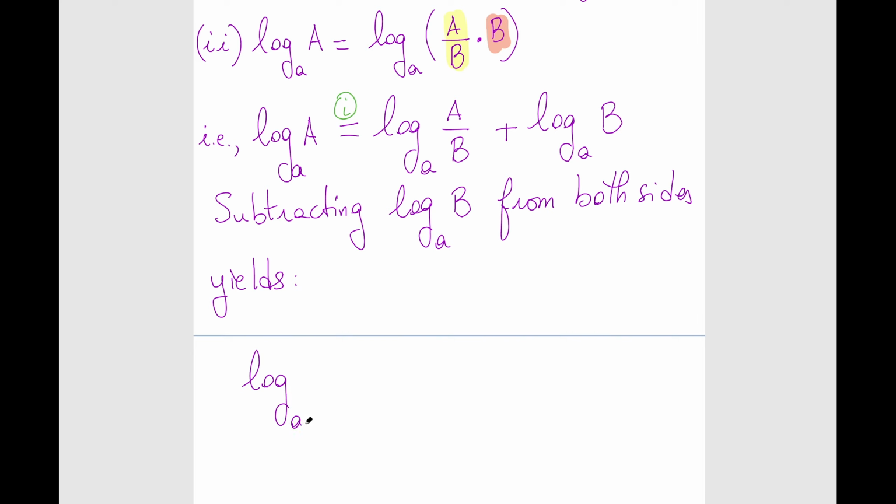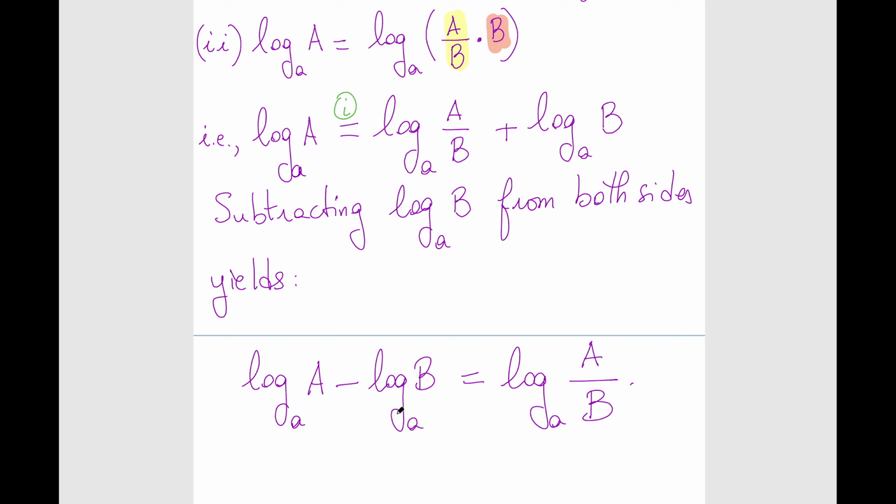Log base A of capital A minus log base A of capital B is equal to log base A of A over B, right? That's what we get. One more time, what did we do at the end? So we established this identity over here, and then we subtracted this amount, log base A of B, from both sides. So it's going to disappear from here, and it's going to pop up on this side with a minus sign. That's what's going to happen.